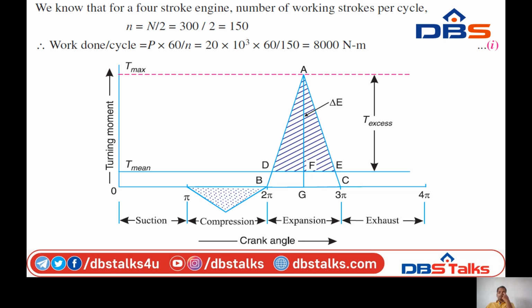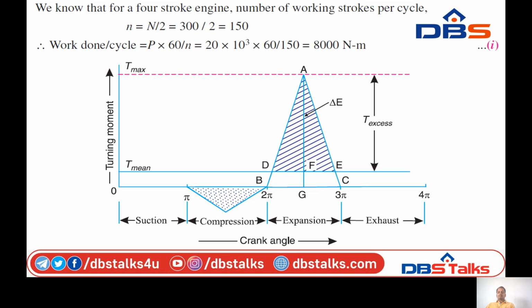After compression, we go for expansion. There is a difference between compression and expansion: there is ignition, a working stroke. With the working stroke, a large amount of energy will be delivered, with which the remaining process will continue. How much energy is delivered, that we have to calculate. That is T excess.